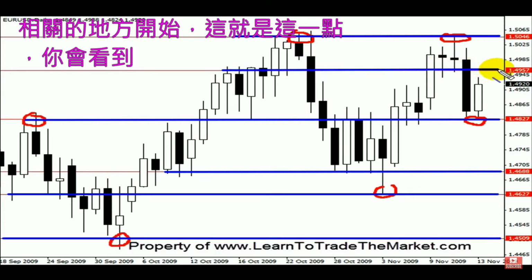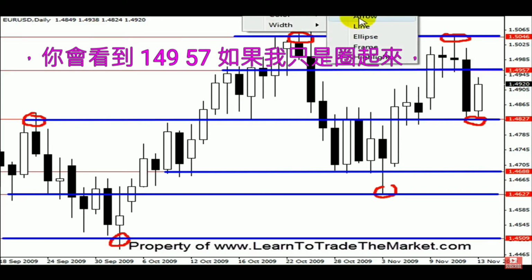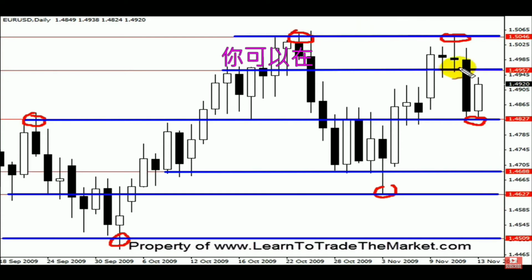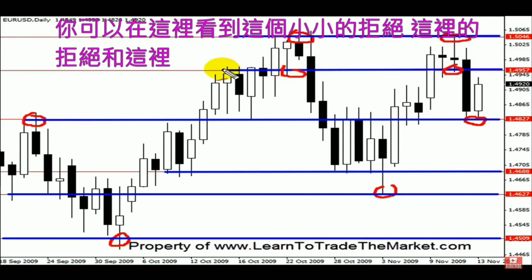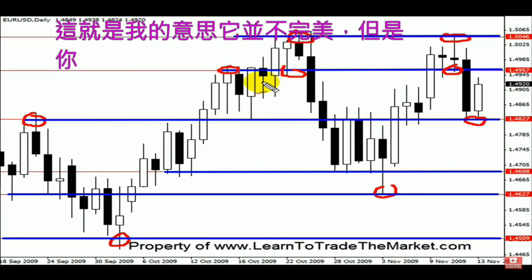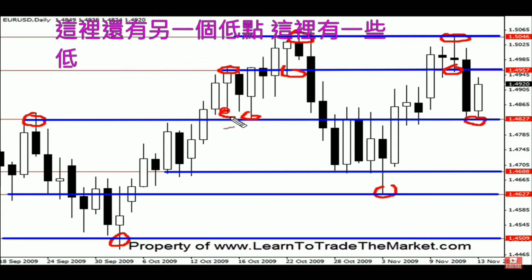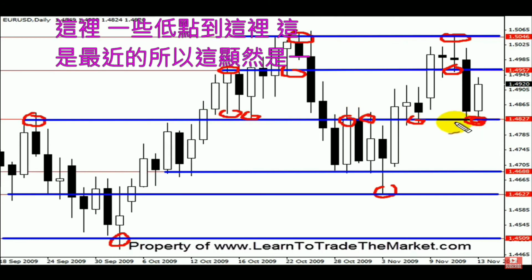You'll see 149.57. If I just circle this, you can see this little rejection here, this rejection here, and this top here. This is what I mean. It's not perfect, but you've still got to draw these lines in. There's another one here. There's a few lows through here, a few highs through here, a few lows through here, and this most recent low. So that's obviously a very relevant level.